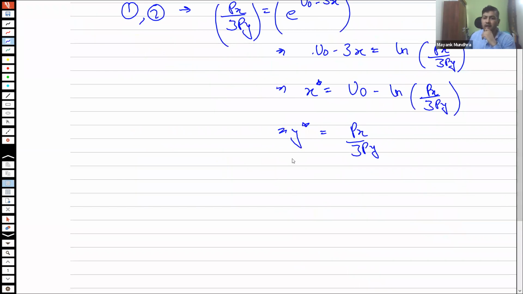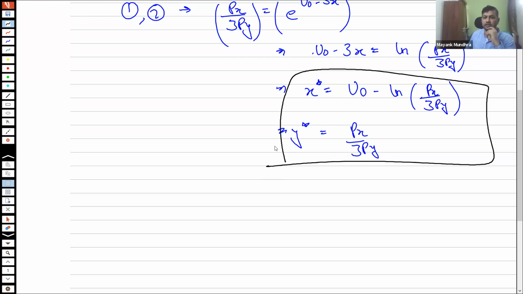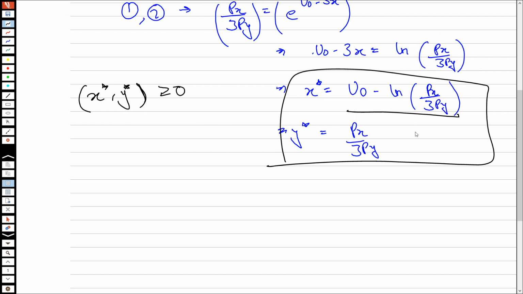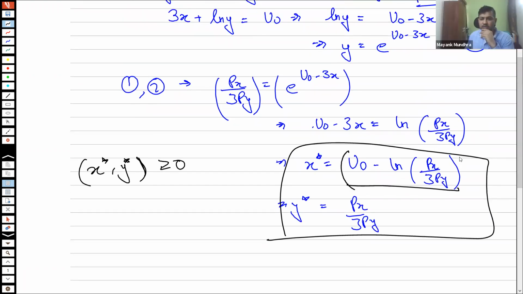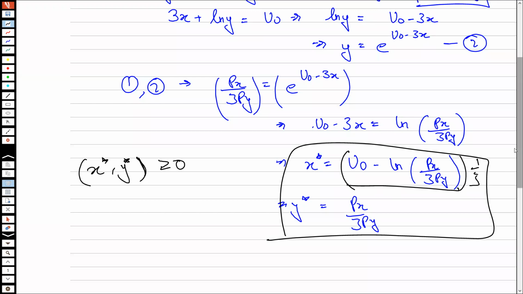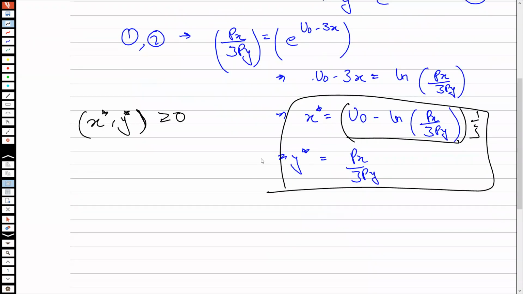Okay. Now, obviously, one condition here is that both x star comma y star must be greater than or equal to 0. Both x star and y star must be greater than or equal to 0. So my question is to Himandi. What is the condition? Yes, Kritika. I was saying x star is divided by 3, right? Because there is 3x. Yeah, sorry, 1 by 3 times, yes. Correct.